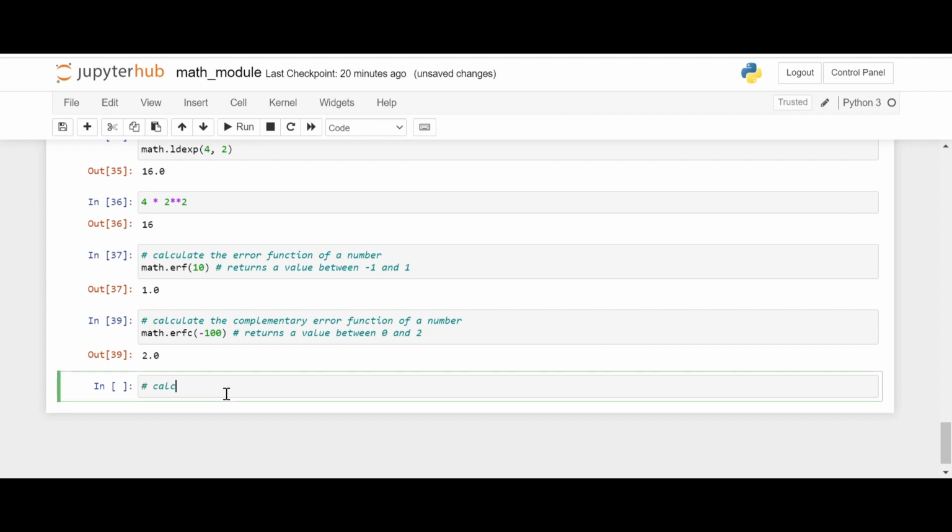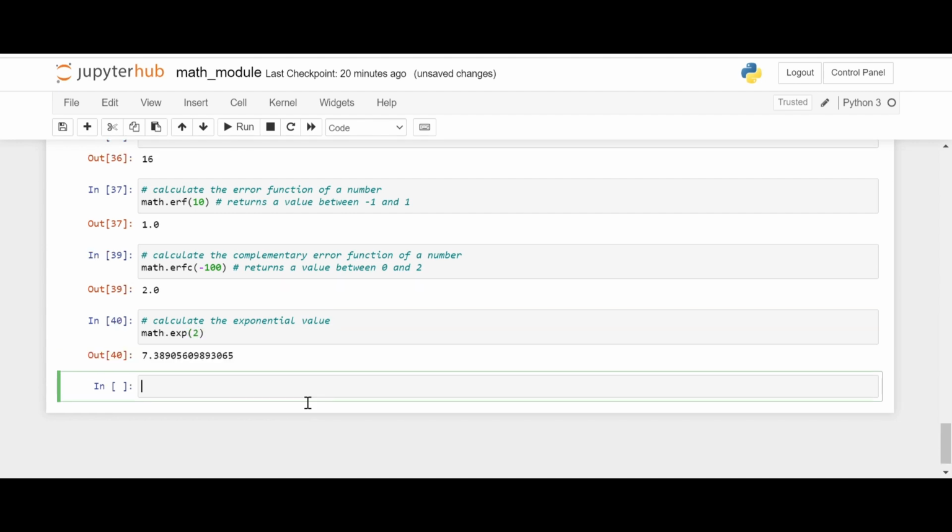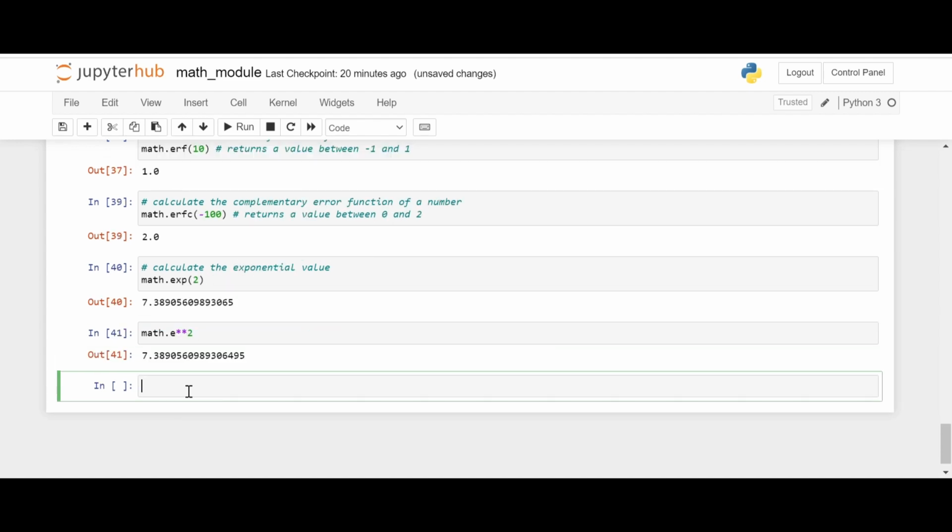Now let's calculate the exponential value. So this exponential, e to the power 2, is basically this value. You can check it by math.e to the power 2. So you get the same value. We do not need to worry about some extra digit.